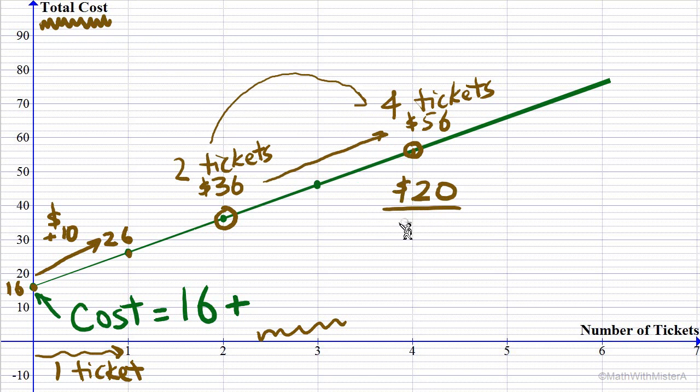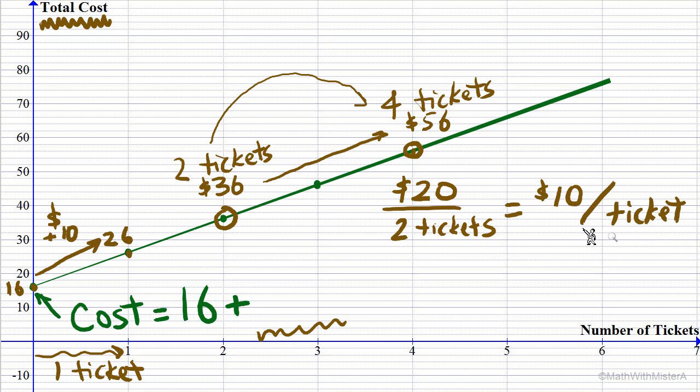It was $20 for 2 tickets, and if we divide that into a unit rate, we'll get $10 per 1 ticket. So we see that constant rate of change, an increase of $10 per ticket. So our cost equation is increasing by 10 times t, how many tickets. Now the way that we set up our rate, we always need to have this vertical amount in the numerator. So total cost per ticket.